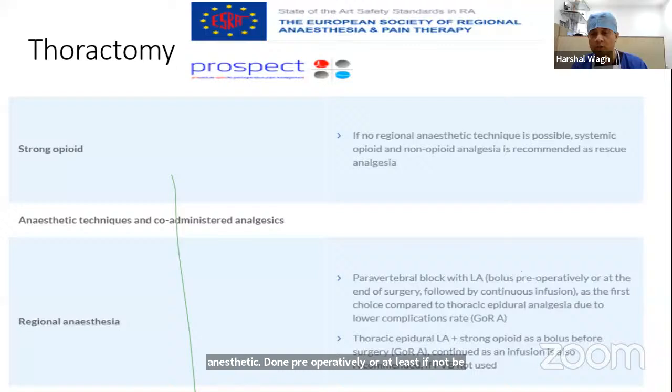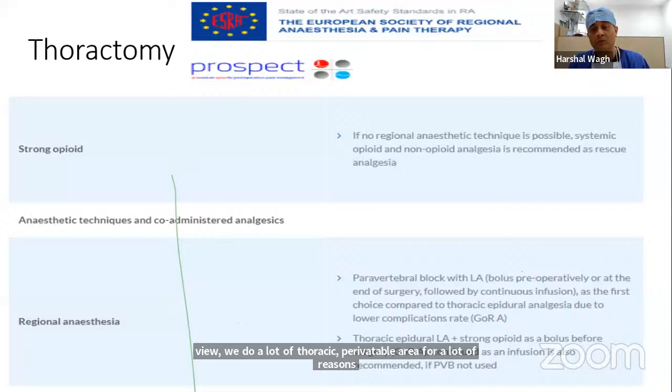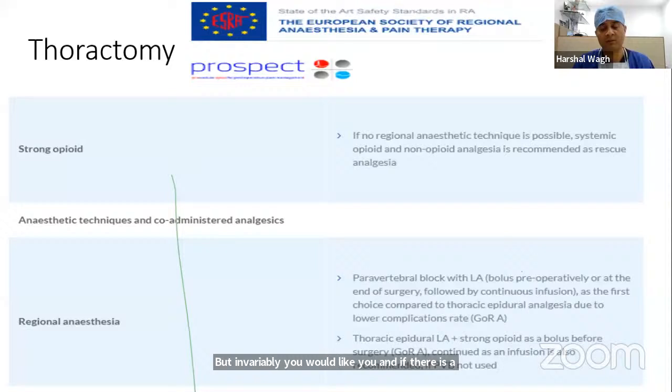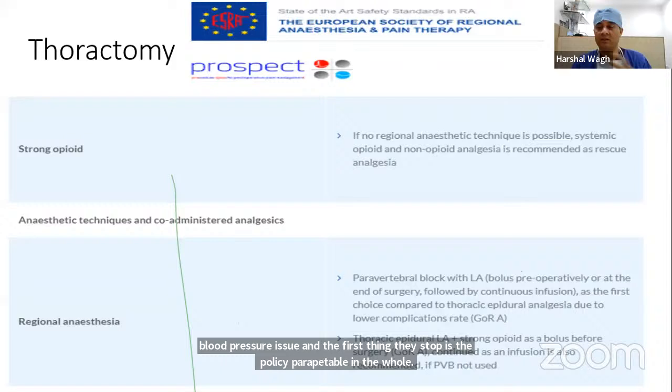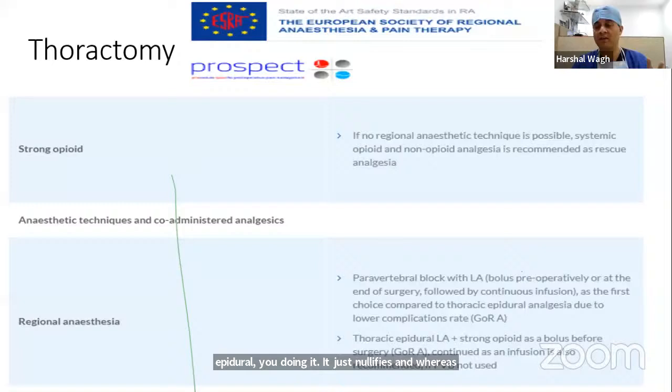From our center's point of view, we do a lot of thoracic paravertebrals for a lot of reasons. We used to do the thoracic epidurals first, but invariably the patient goes to the ICU, and if there is a blood pressure issue, the first thing they stop is the thoracic epidural, and the whole effort of the patient undergoing the thoracic epidural, you doing it, just nullifies. Whereas the thoracic paravertebrals are great; you tell them that it's not going to have too much effect on the hemodynamics, it is unilateral, and I think they have a good argument to do it more than the thoracic epidurals. Yeah, the thoracic epidural is the other one that they recommend.